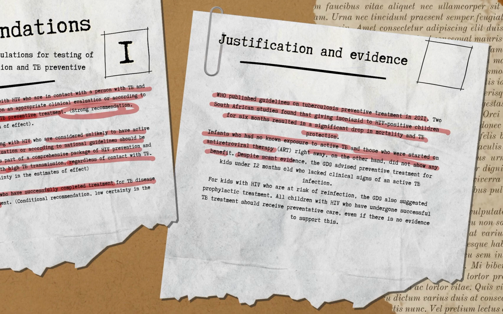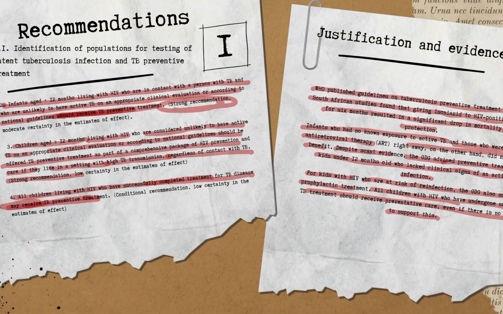Despite scant evidence, GDG advised a preventive treatment for kids under 12 months old who lack clinical signs of active TB infection. For kids with HIV who are at risk of reinfection, GDG also suggested a prophylactic treatment. All children with HIV who have undergone successful TB treatment should receive preventive care even if there is no evidence to support this. So we have no very strong evidence, but still WHO recommended.